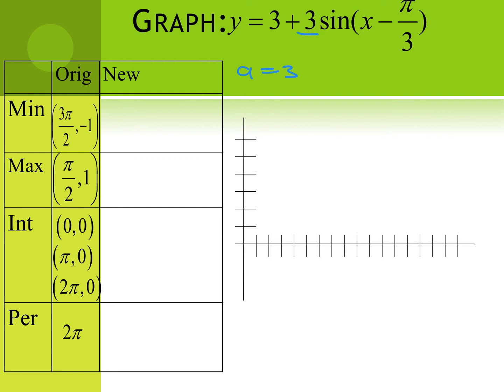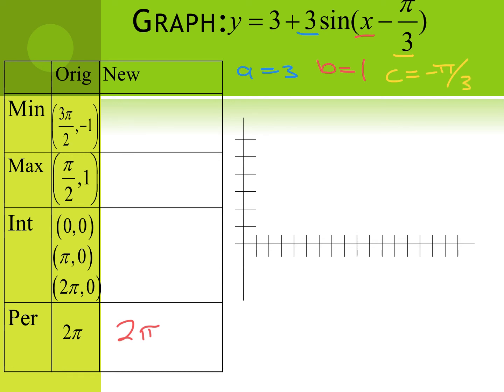For our b value, it is a number being multiplied by our x. So in this case, b is equal to 1. And that means we're not going to have a period change. So now my period is going to go ahead and remain as 2 pi. For my c value, we're trying to identify something being subtracted to our x value. So my c value is going to be our negative pi over 3. And this means we're going to have a shift to the right by pi over 3 units.